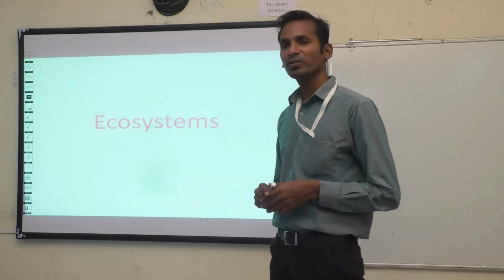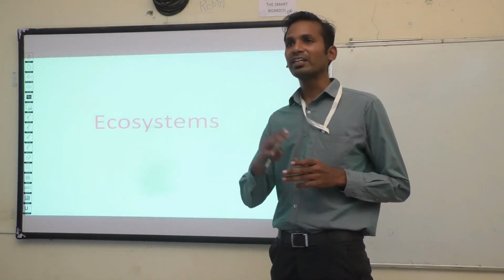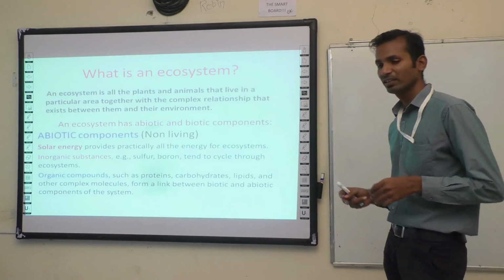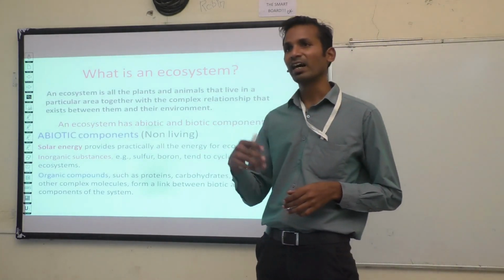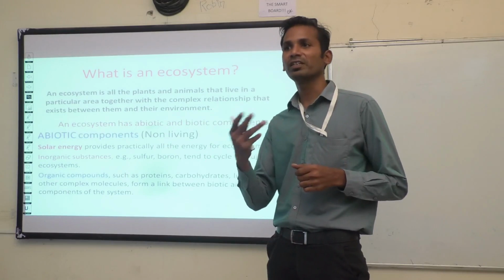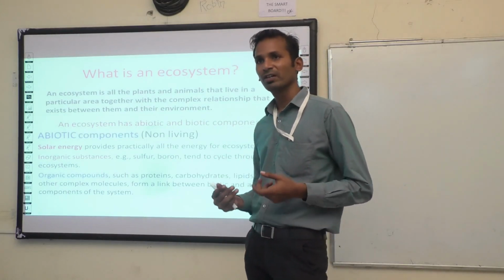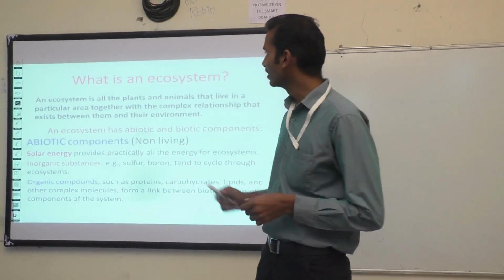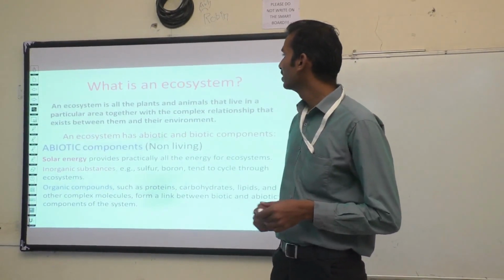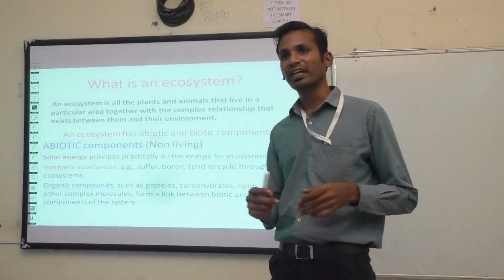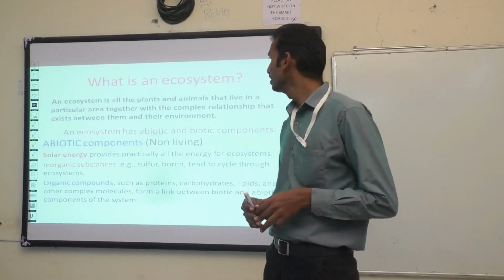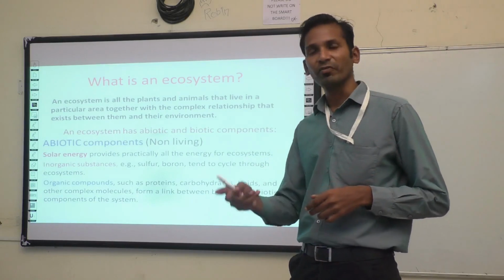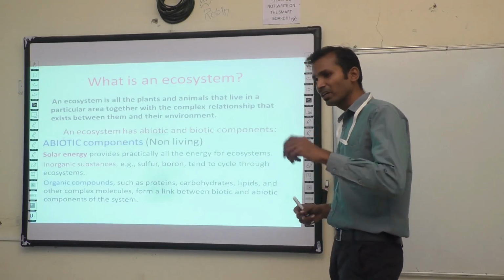Yeah. Ecosystem is an interlinkage of biotic and abiotic components. It comprises plants and animals which are interlinked and dependent on one another for survival, for food, for everything. So the definition of an ecosystem is all the plants and animals that live in a particular area, together with the complex relationship that exists between them in the environment. So they are dependent on each other.